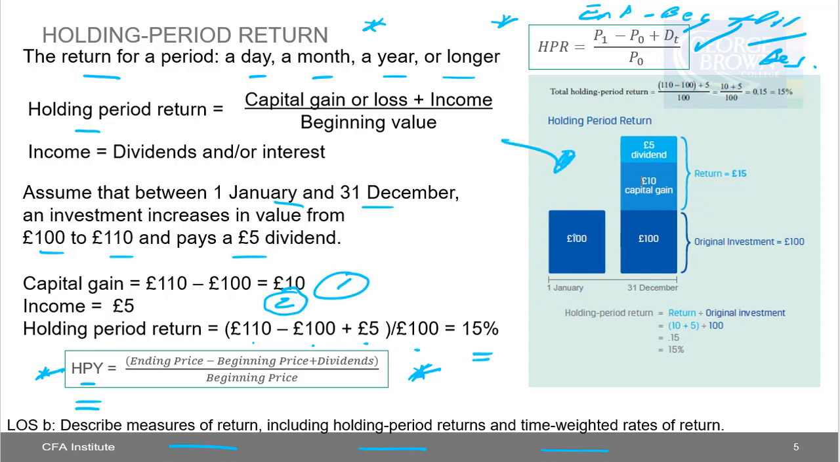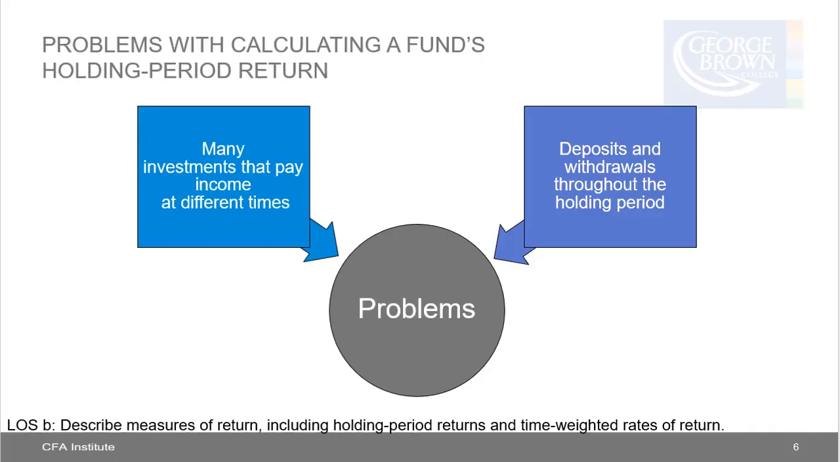Here was your starting £100 of the 1st of January, 31st December, you sell it. Your original investment was 100. You had the £10 capital gain because the stock was at £110, plus you had the £5 dividend. So your total return, ending minus beginning plus the dividend divided by beginning, 15% holding period return. Okay, hopefully that example for the stock was pretty easy to understand. The holding period return, ending minus beginning plus the dividend divided by beginning.